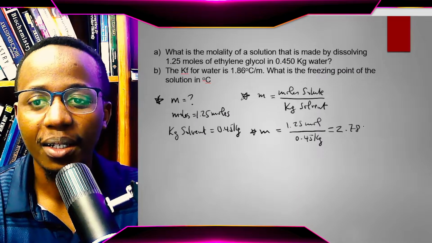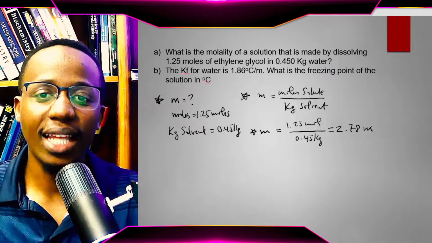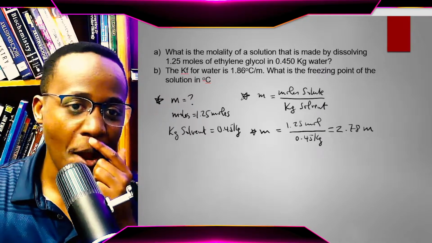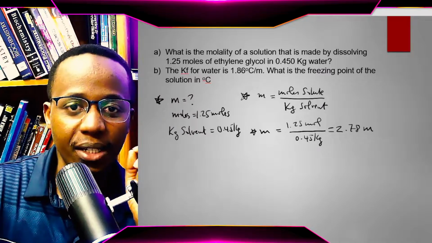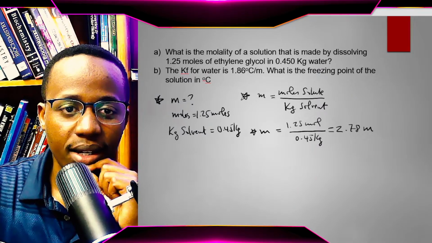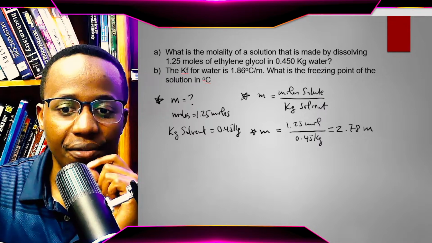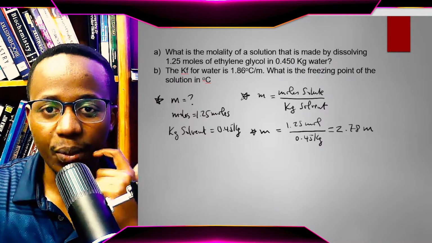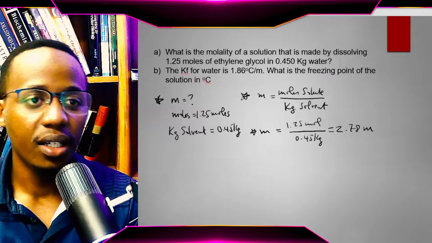2.78 m. That's the molality. All right, so we already know how to do that. But look at B. B is giving us the Kf for water, and it's asking us the freezing point of the solution. And we have to be very careful here.